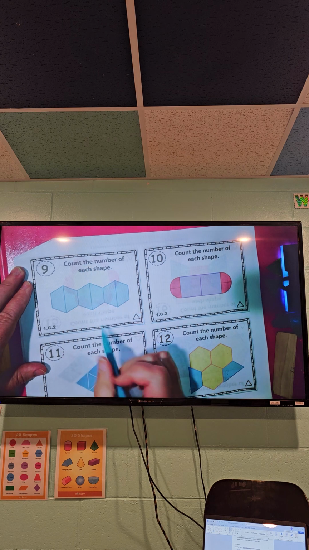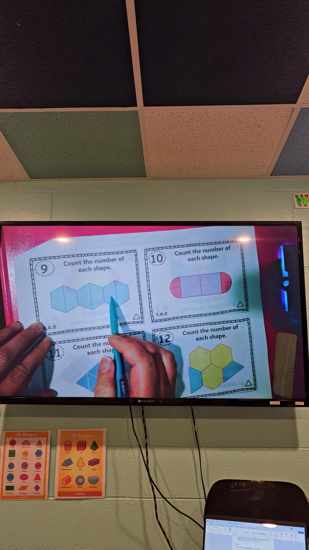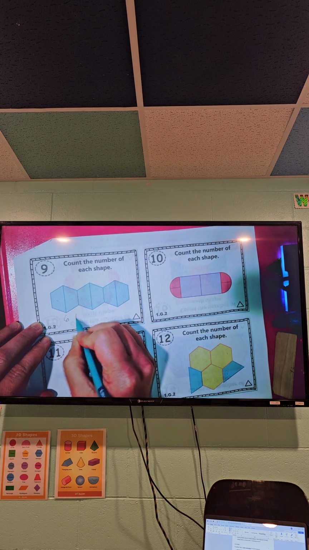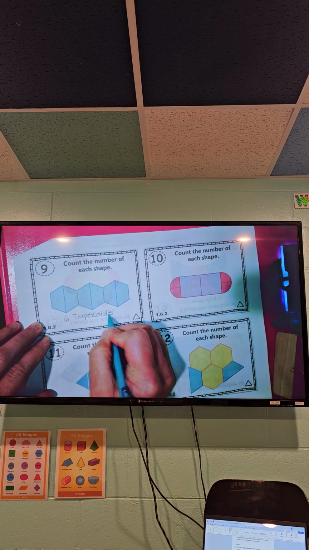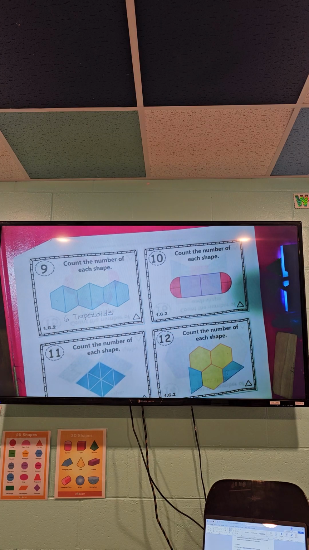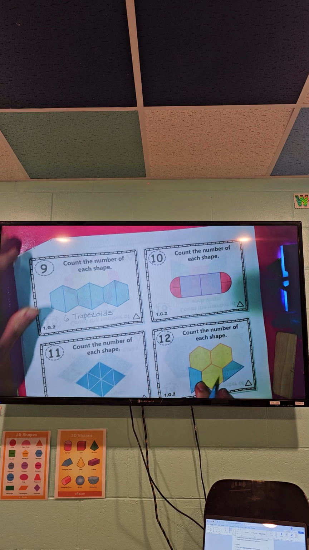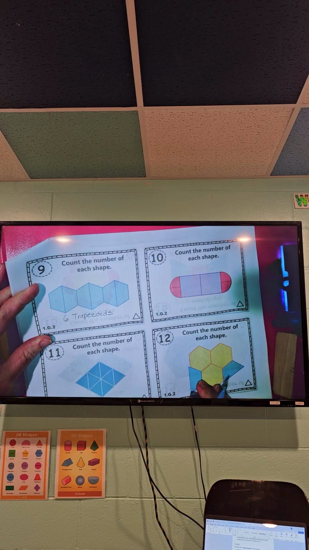Count the number of each shape. 1, 2, 3, 4, 5, 6. So 6 trapezoids. Go ahead and write that word. You might have to pause the video.